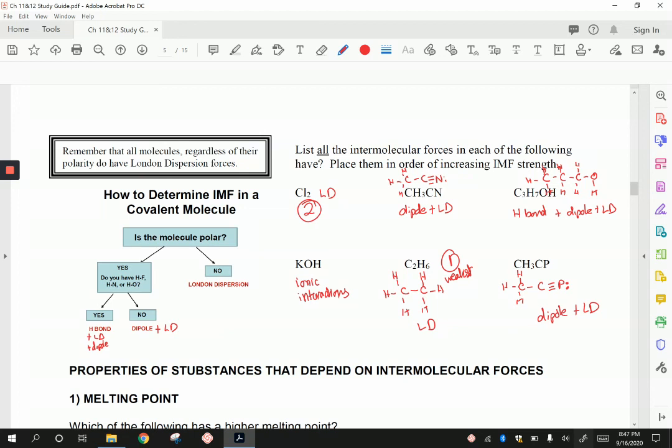Next would be the ones that have dipole interactions, so those two. Between those two, since we have a dipole interaction here, you want to look at your dipole moment. There's a bigger partial positive and negative here than there is here because the electronegativity difference between those two is stronger. And so I'd say this would be number 3 and this would be number 4. Next, you want to do the one with H bonding, so that would be number 5. And then the ionic interactions would be the strongest out of all of them.